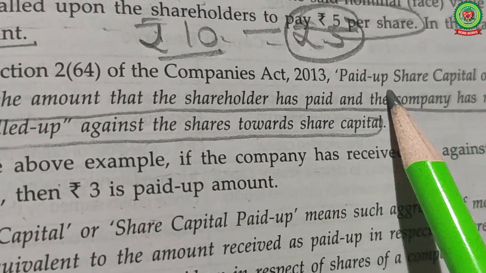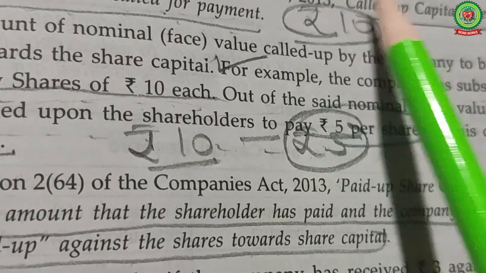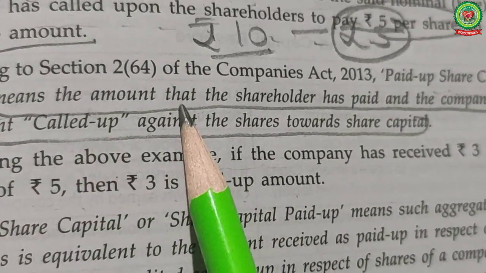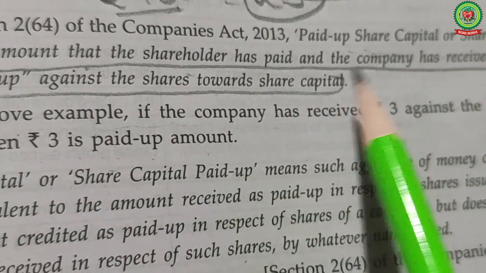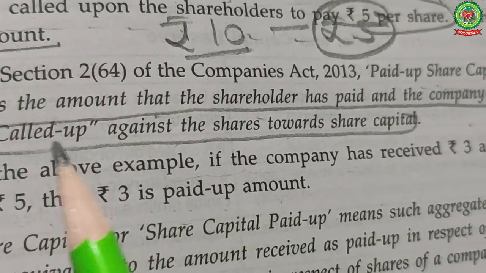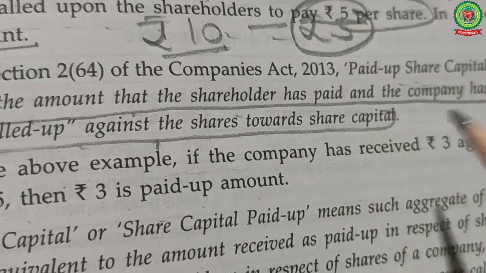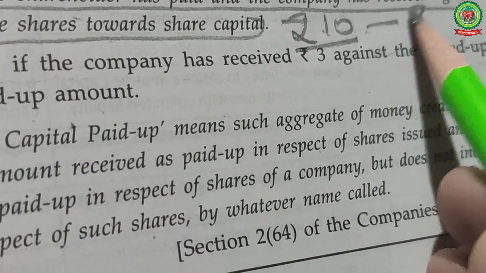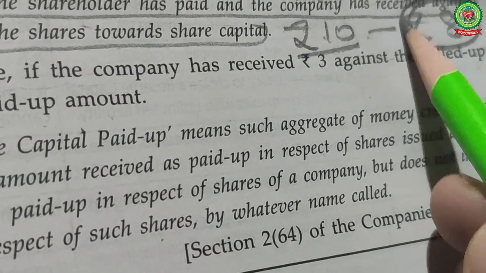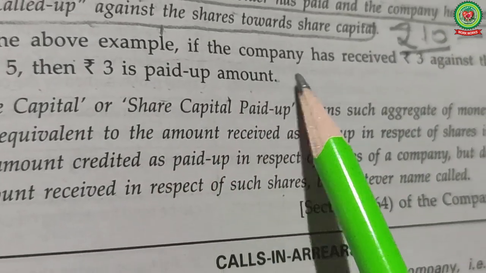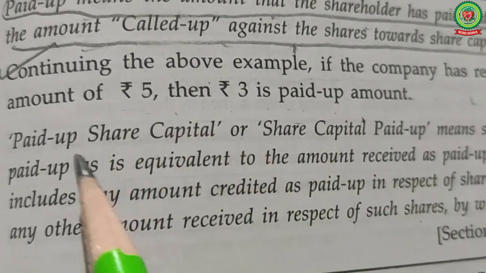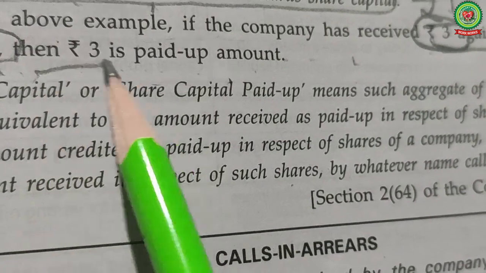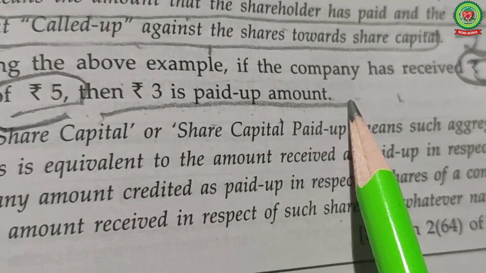Likewise, see paid up. Now the next part is, first one is called up, next one is paid up. What is paid up? Paid up share capital or share capital paid means the amount that the shareholder has paid and the company has received against the amount called up. The amount the shareholder paid, like suppose company called rupees 10 and shareholder paid only rupees 8. So in this case, paid up is rupees 8. Example, if a company has received 3 against the called up 5, the company called rupees 5 but received only 3. So in this case, rupees 3 is the paid up amount.